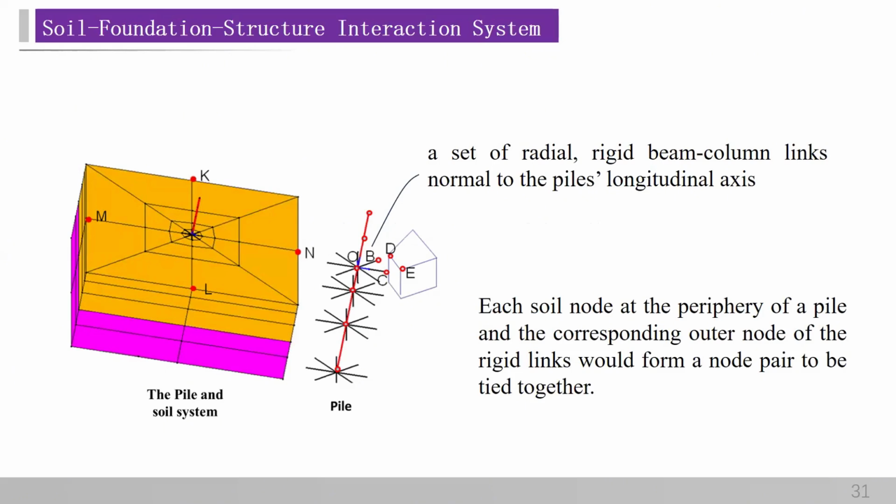These rigid beam links are normal to the pile's longitudinal axis. We should also tie the node of the piles, for example node B, to the node of the soil, for example D here, using the equalDOF, which we talked about in the previous example.